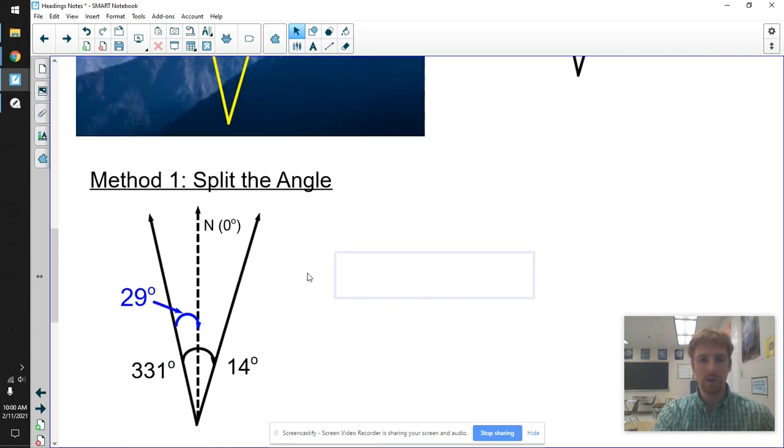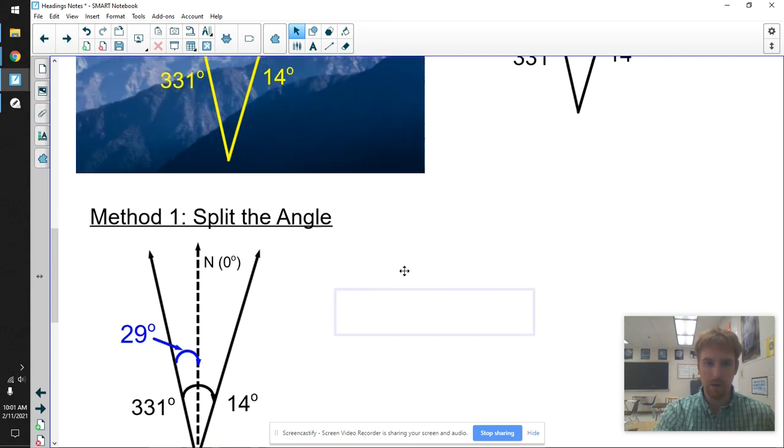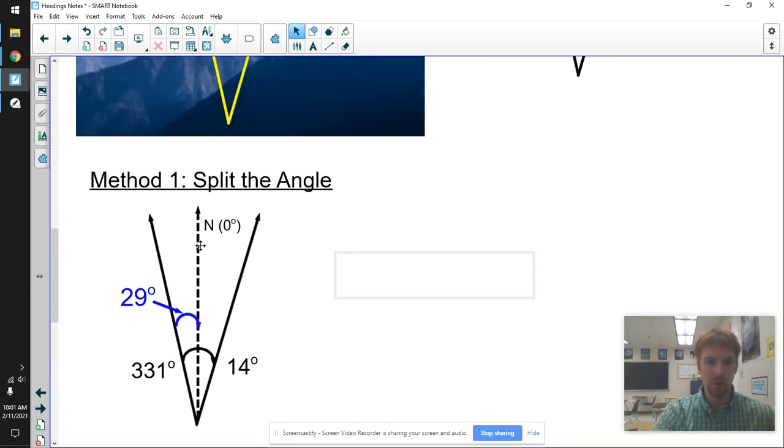So here's a couple ways to go about it. Method one, you can split the angle. So here's my drawing from up here, but I went ahead and put north in the middle. The reason this is tricky is because the headings start over at 360. And we got to deal with that. So I like this method. I think it's pretty easy to do.